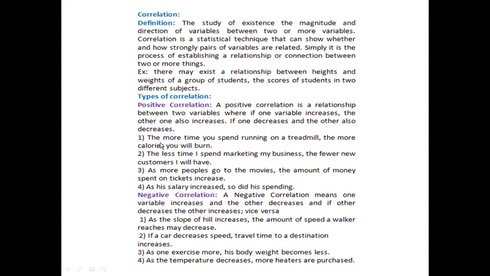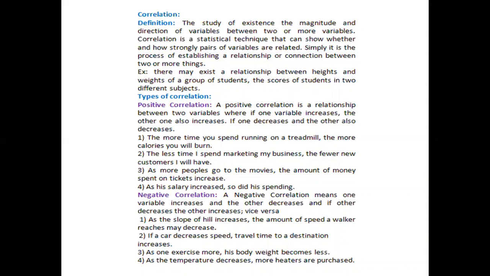Let's see the examples. First, the more time you spend running on a treadmill, the more calories you will burn. The less time you spend running on a treadmill, the fewer calories you will burn. This means if one variable increases, the other also increases. If one decreases, the other decreases in the same direction.